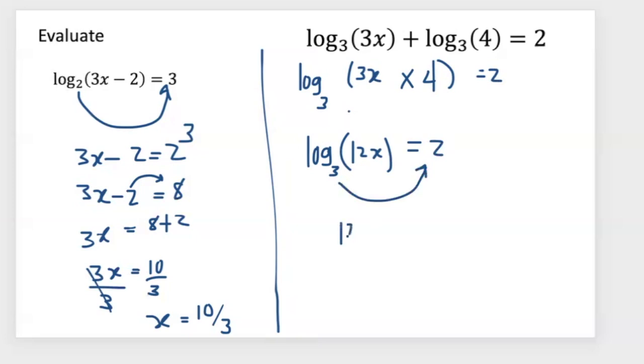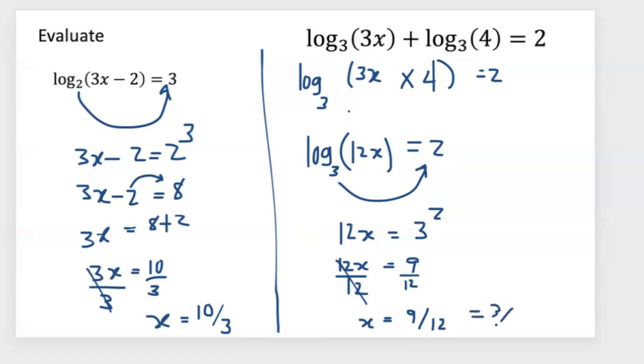So we have 12x equal 3 is the base, 2 is the power. So we have 12x equal 3 squared, 9. Then divide both sides by 12. So x is equal to 9 over 12. Now, both 9 and 12 are divisible by 3. So we can reduce it to be 3/4 or 0.75.